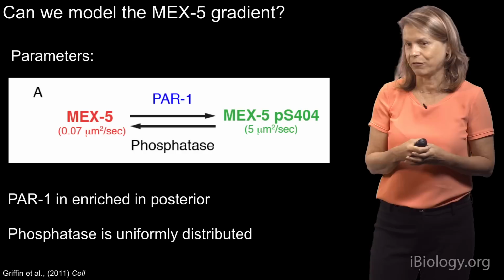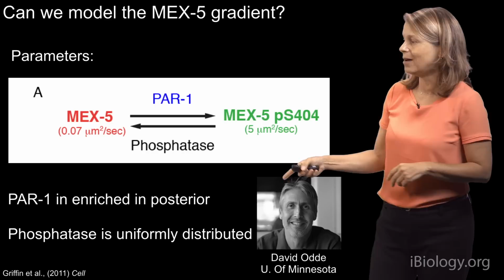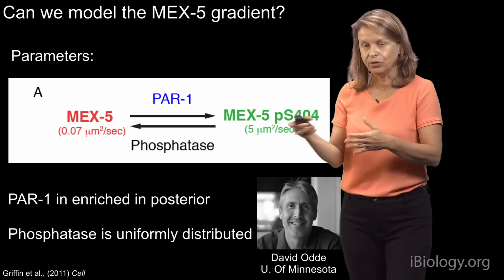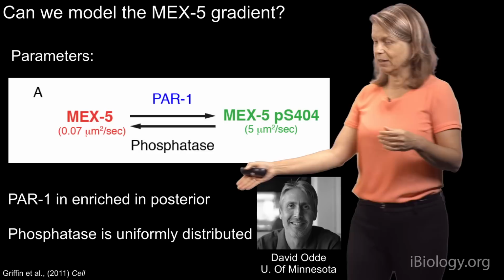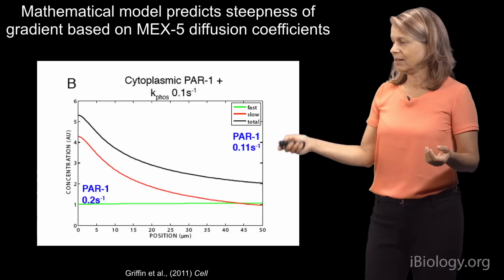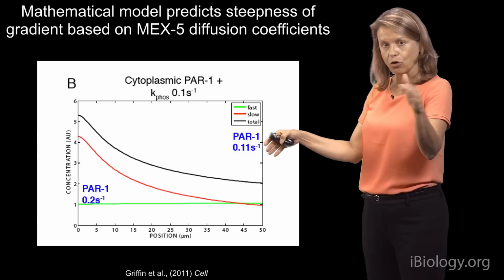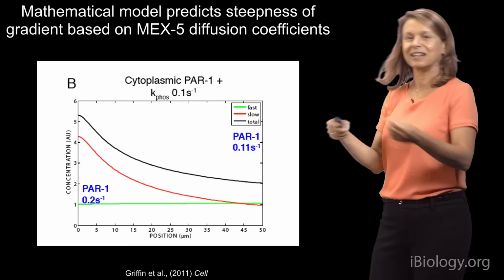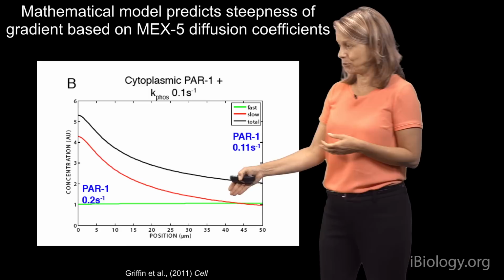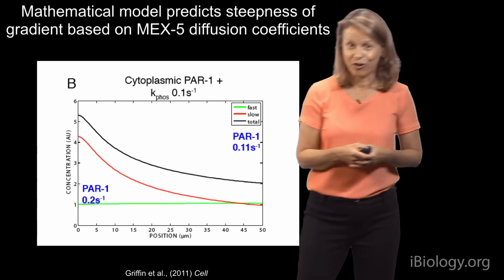So for this, we had to team up with David Odde, a computational biologist who took our experimentally determined values together with the size of the C. elegans embryo and putting PAR1 kinase in the posterior. And with all of this information, David was able to recreate in a computer the MEX5 gradient. So here, the black line represents the total MEX5, which forms a gradient across the anterior-posterior axis. And then the red and the green lines represent the fast and the slow MEX5. And you can see that in the posterior cytoplasm, there's equal level of those two species, whereas in the anterior cytoplasm, there's more of the slow species.